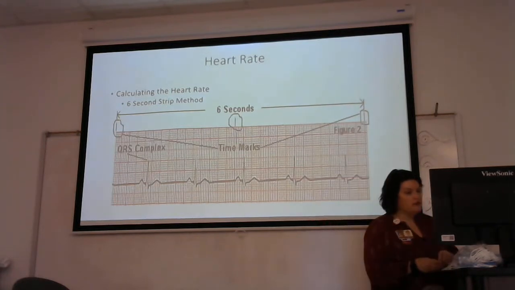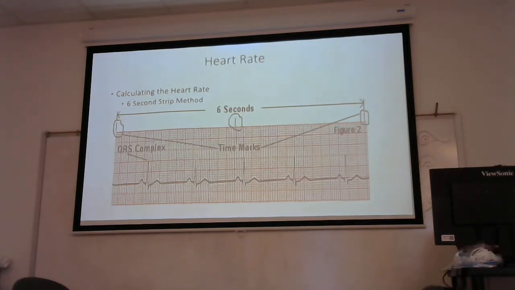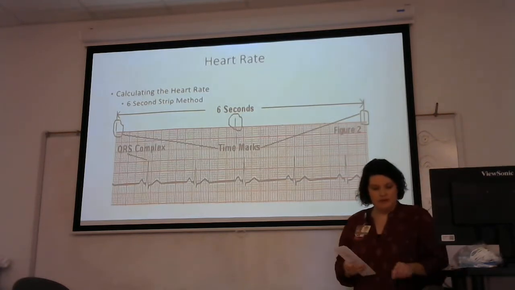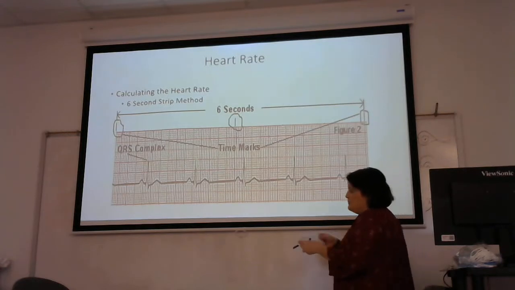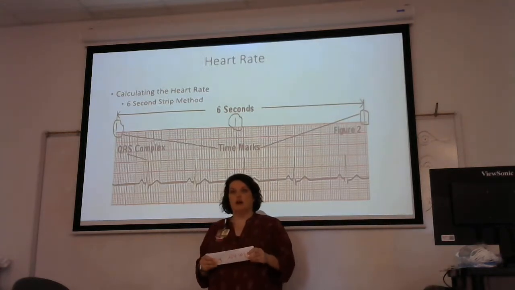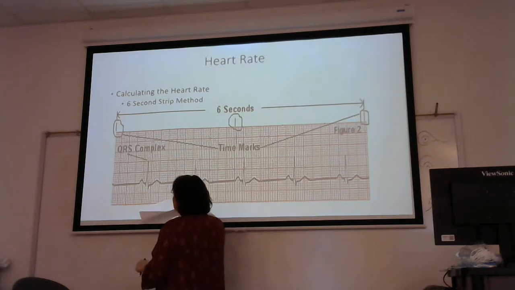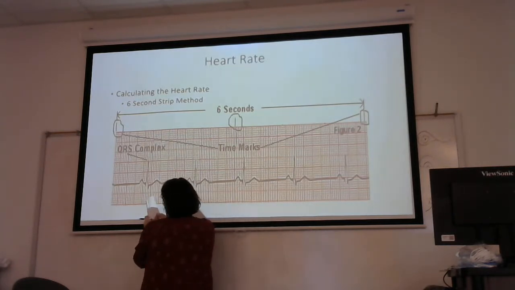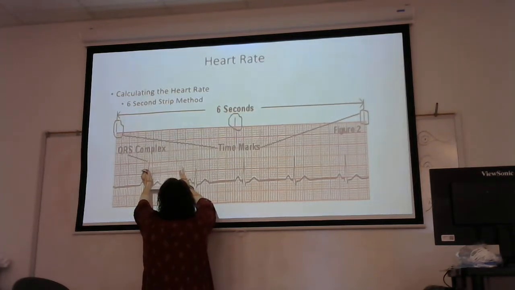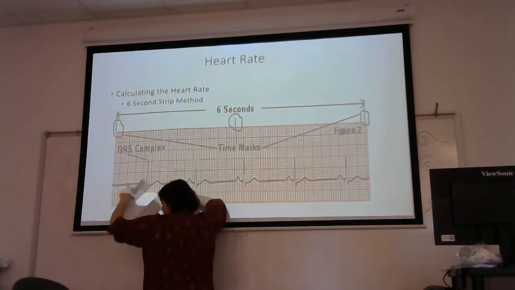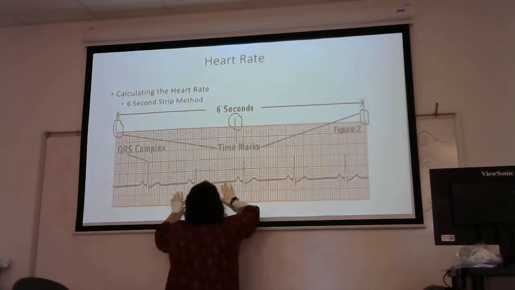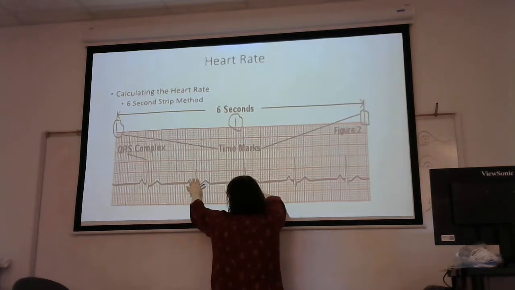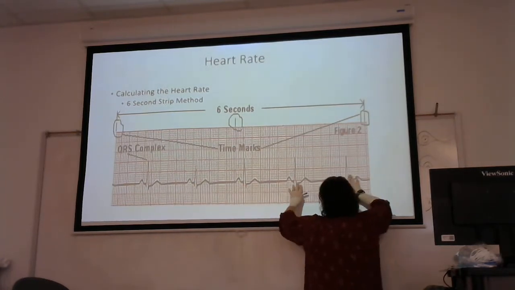So what I would love for you to do is, for my people that have their book, look on page 641. For my people that don't have their book, it's okay, you can do this. To measure your R to R's, go to the first R in your strip. My paper's not long enough, but I would put a line right here and a line right here. And then I measure it up to the next. If it's regular, they're gonna match, okay?